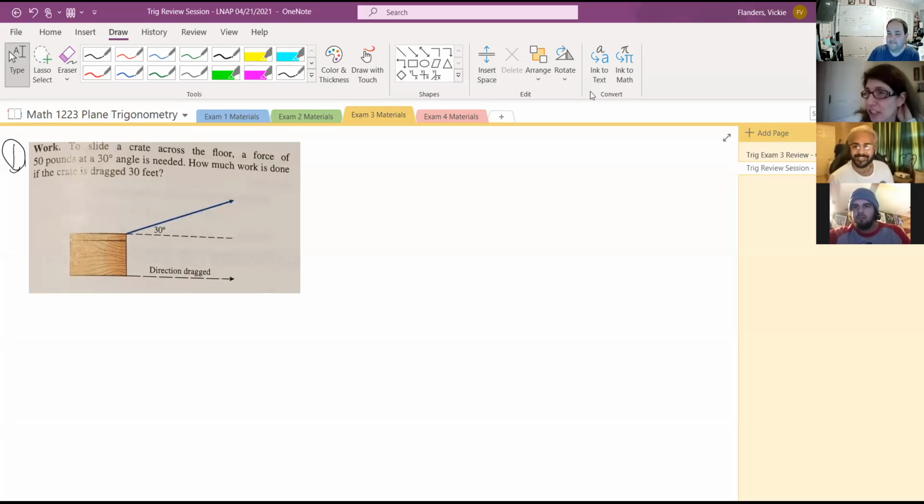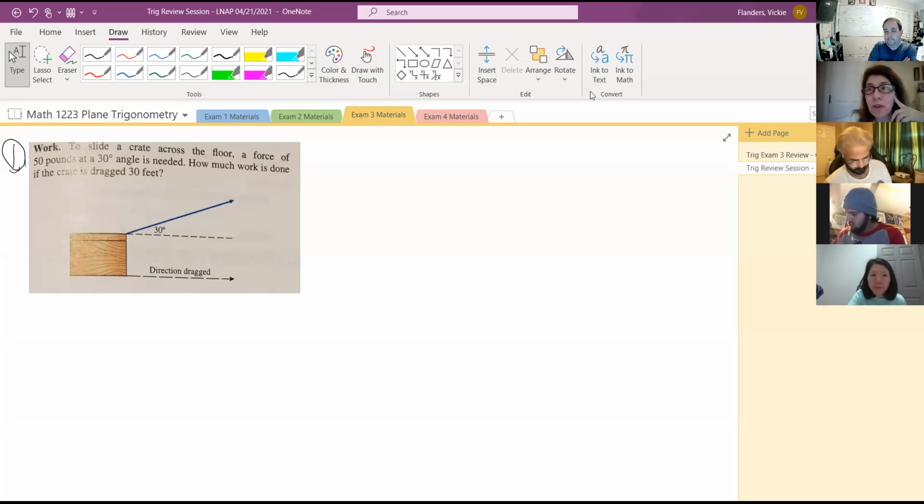For this trig session today, we're going to focus on a few things. And the first thing we're going to focus on is some applications of vectors. And this particular problem here, work is force times distance. We can think about force vector times the distance vector.